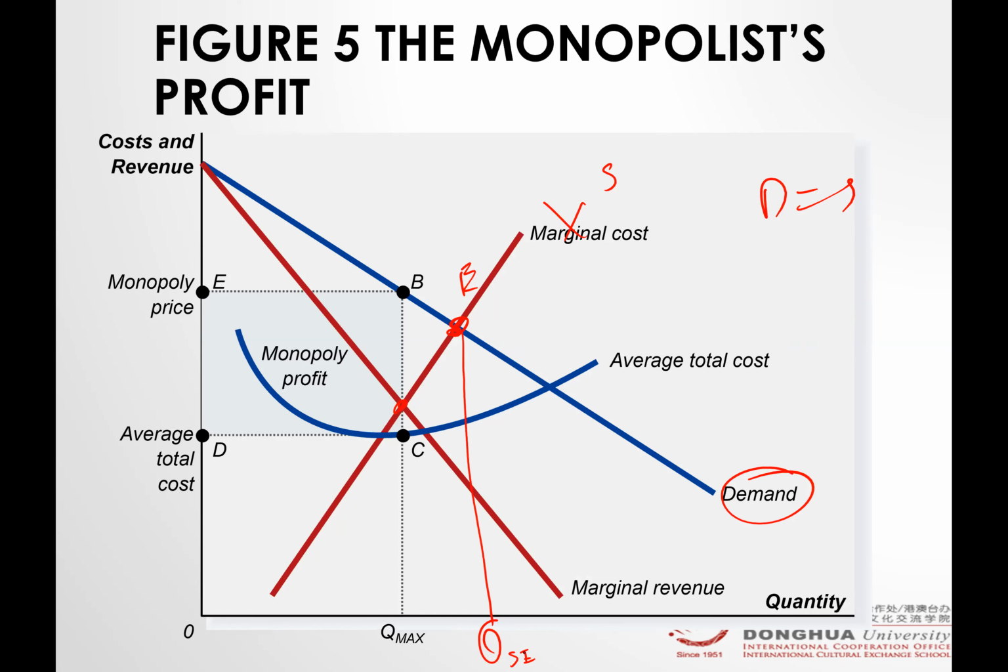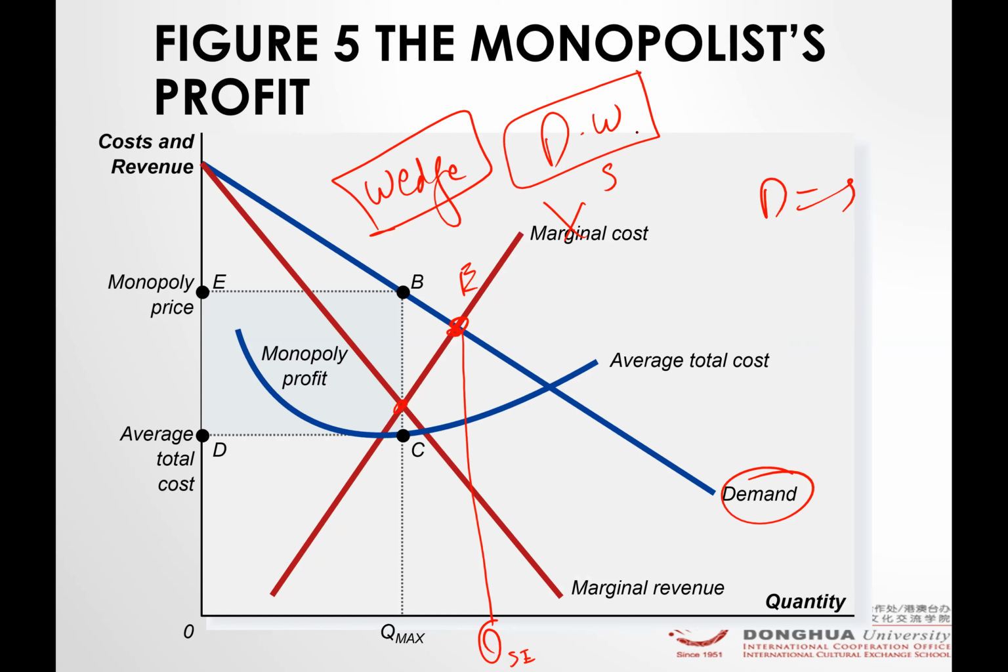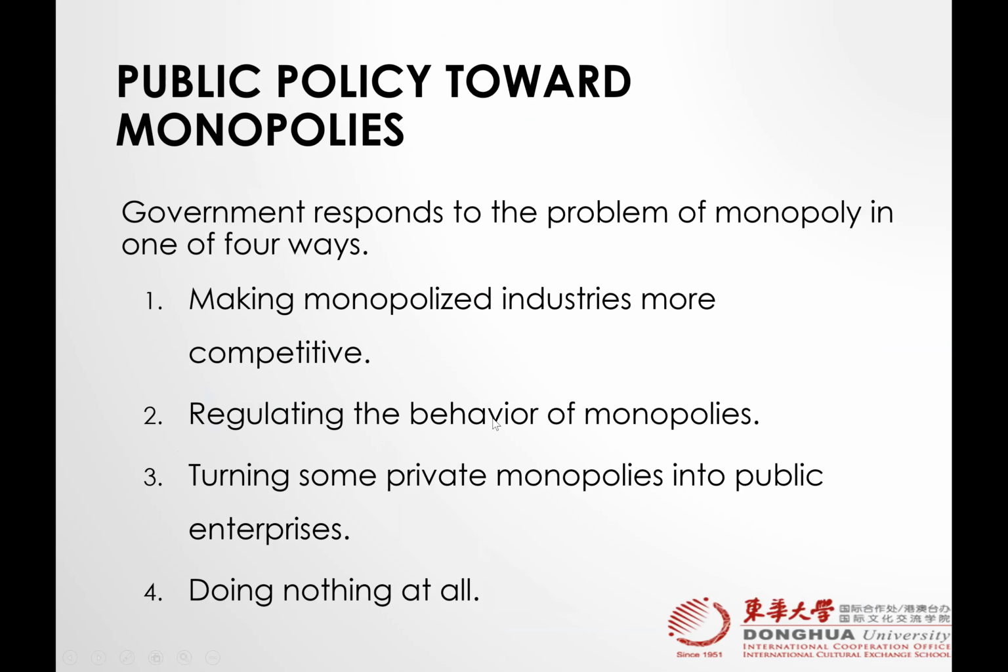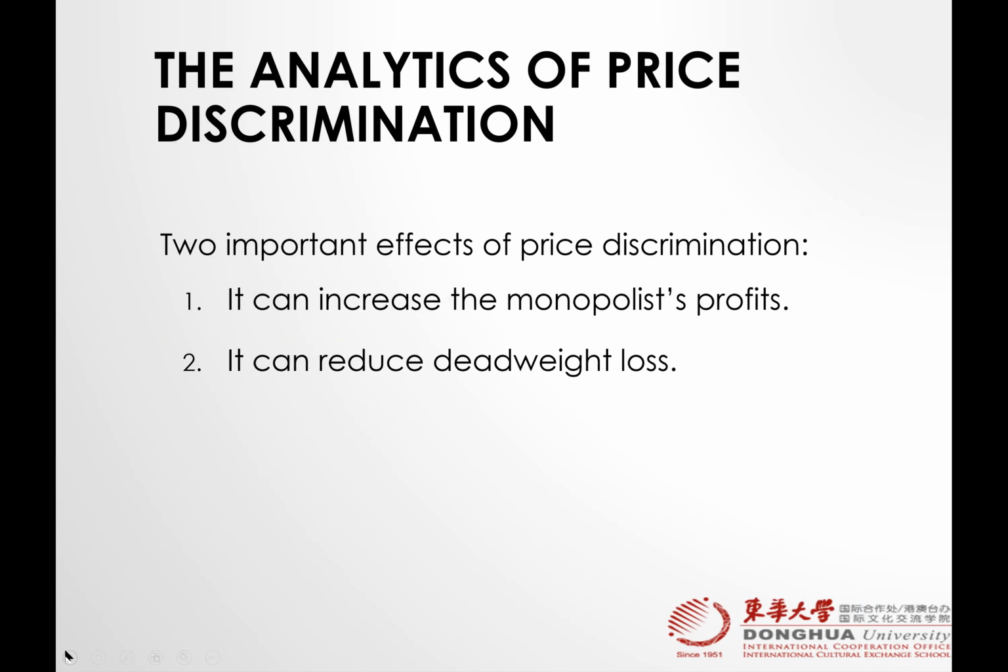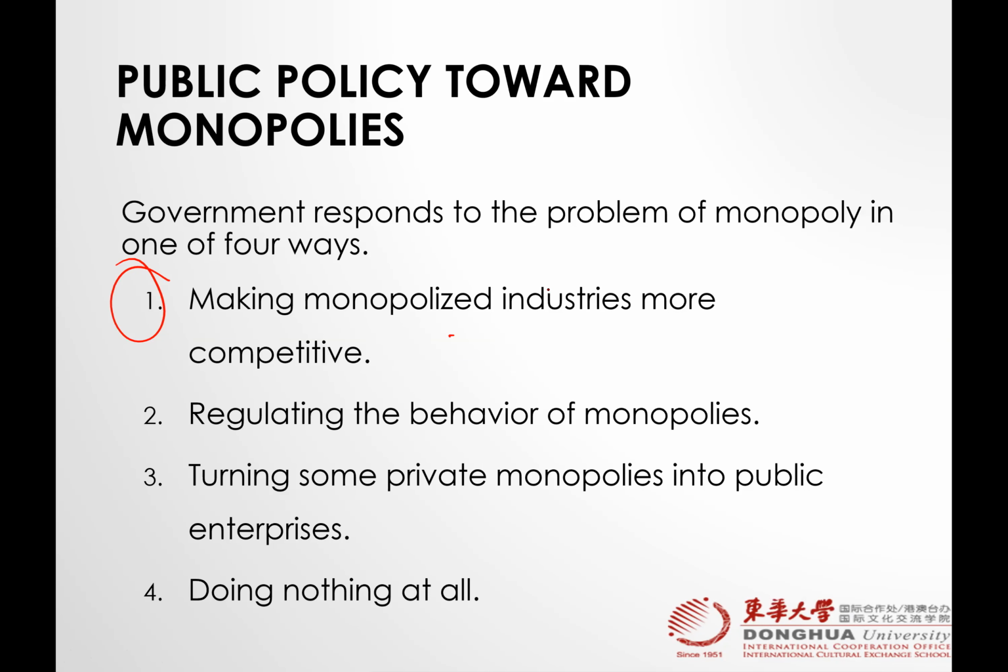So it means they are creating a burden on society. They are creating a wedge, or deadweight loss. So there are two different names: wedge and deadweight loss. So if monopoly is so bad, then what can government do? Number one, government should make the monopolized industries more competitive.